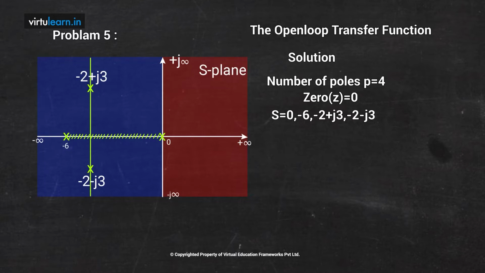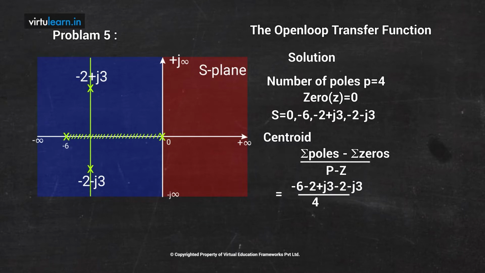Next we need to take the centroid as well as the asymptotic information. The centroid you can find as sigma poles minus sigma zeros: 0, -6, and -2 + j3, -2 - j3, divided by P minus Z, which is 4. So this gives us -2.5. In the s plane I can locate -2.5 and that will be the centroid.